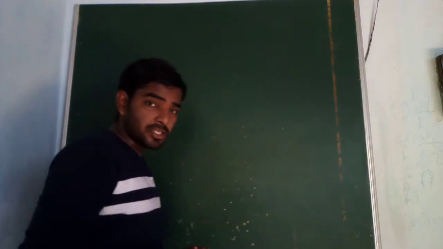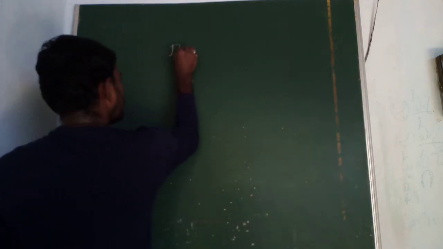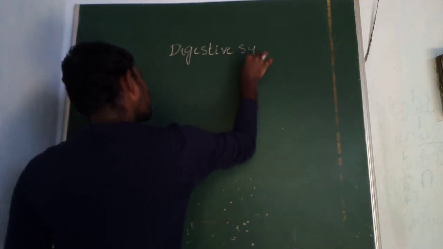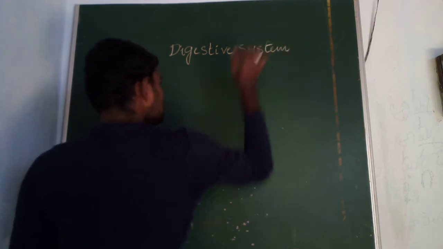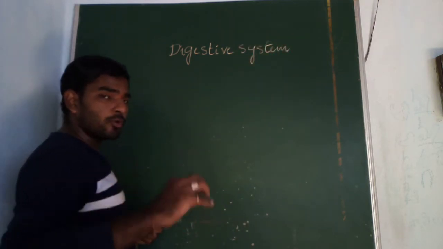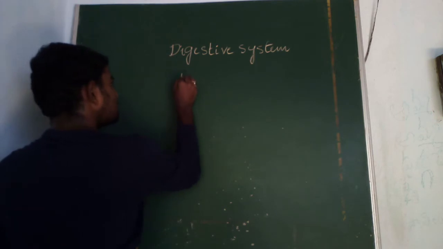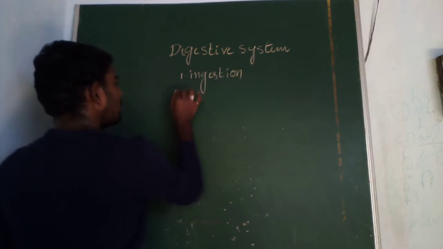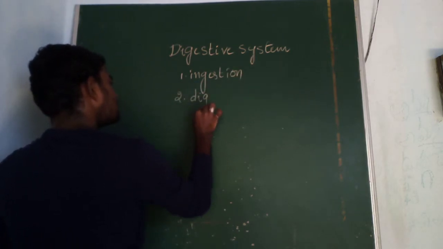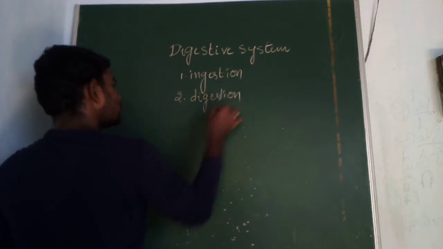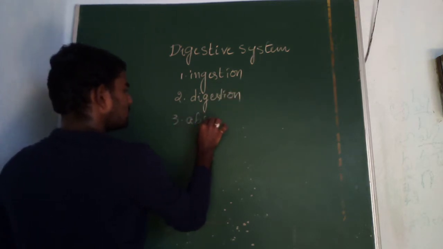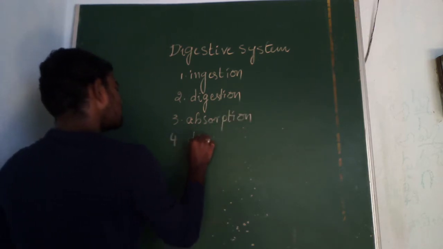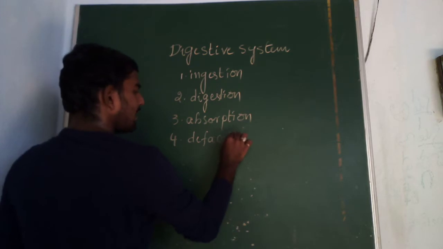So, the human digestive system. The digestive system involves four phases of digestion. The first one is ingestion. The next one is digestion. The next one is absorption, and the fourth one is defecation or elimination.